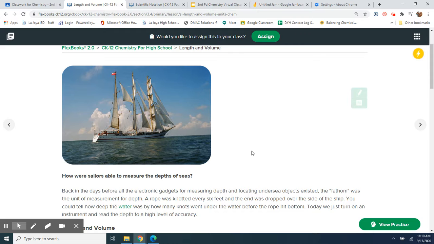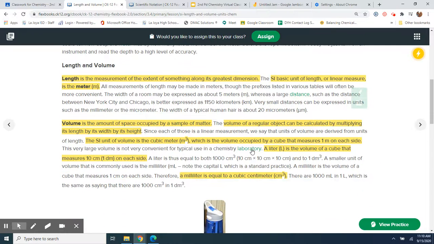All you have to do is just hit a button, and the machine will tell you how deep it is. So let's talk about two very important units.